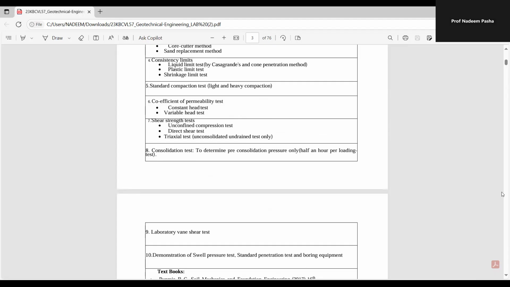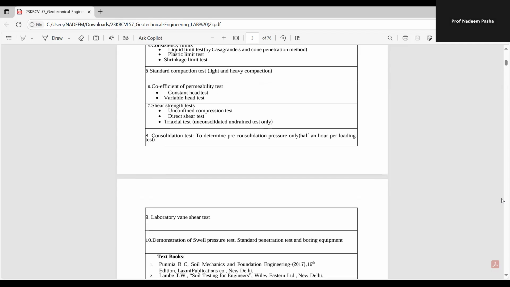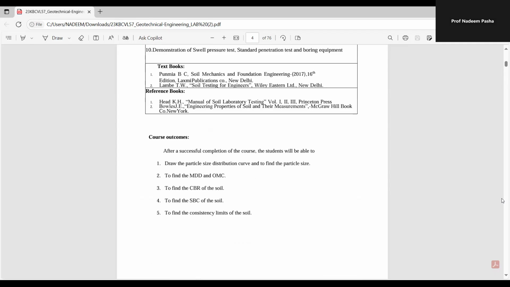In the shear strength test, we need to do unconfined compression test, direct shear test, triaxial shear test. Next is unconfined undrained test only. So the consolidation test includes to determine pre-consolidation pressure only, half an hour per loading test, laboratory vane test, demonstration of swell pressure test, standard penetration test, and boring equipment. So the textbooks used are PC Punmia, Soil Mechanics and Foundation Engineering, Soil Testing for Engineers. Next, the reference book includes Head KH Manual of Soil Laboratory.